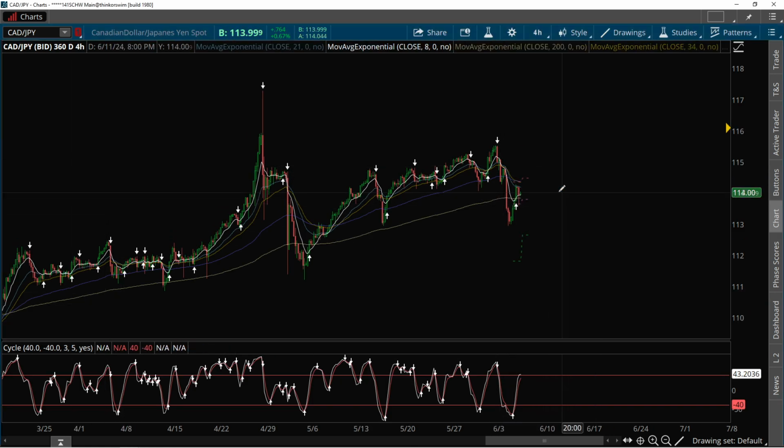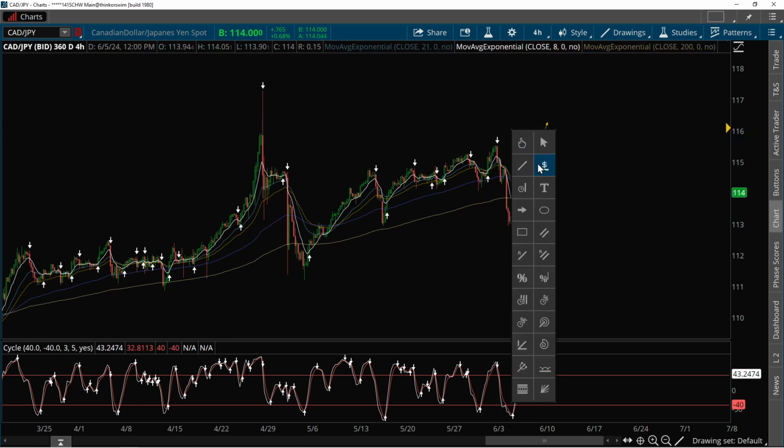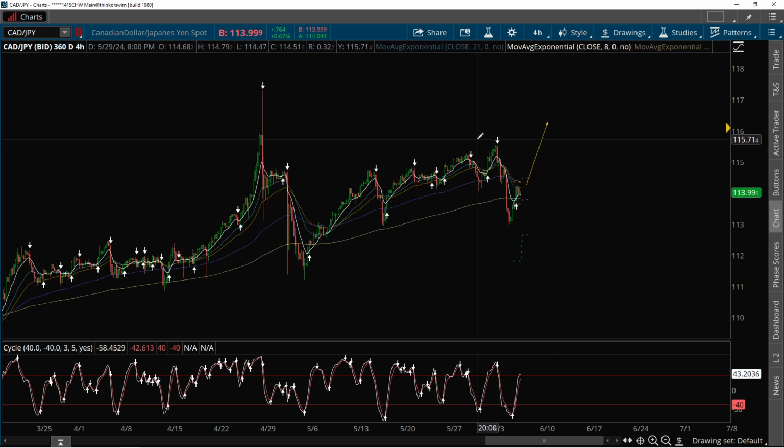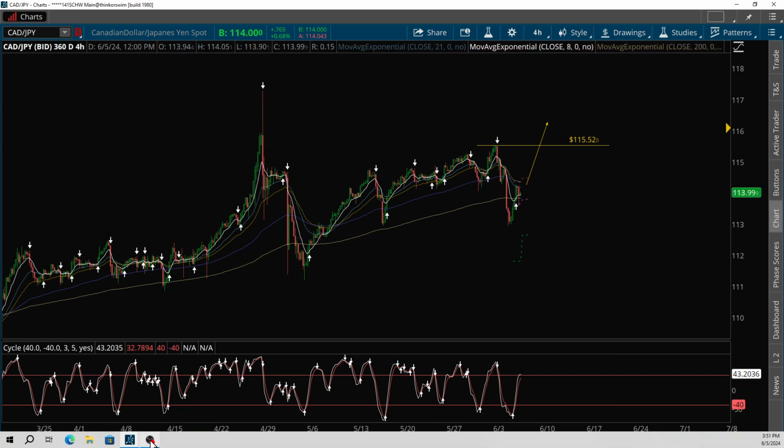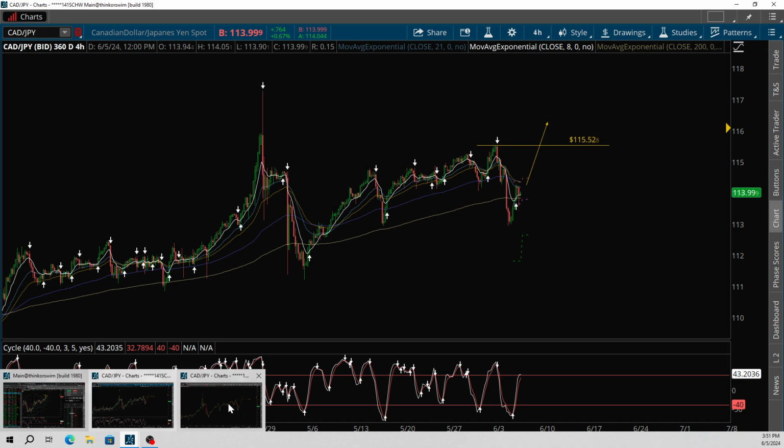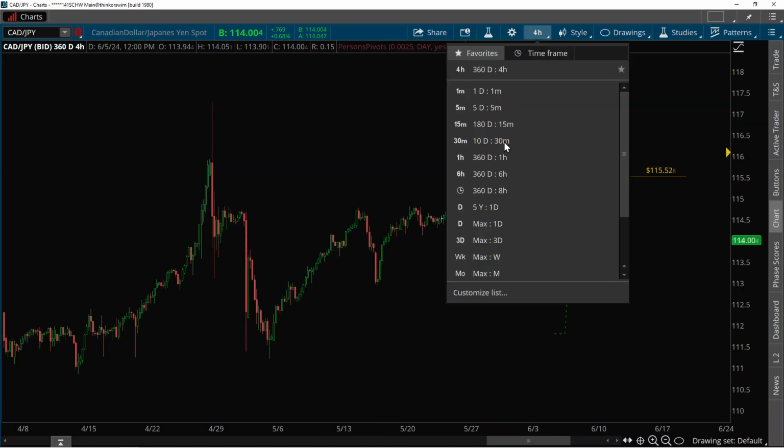I really want CAD yen to just come up here, right? Just come up and break these highs, and we got CAD yen right where we want it. If CAD yen can come break these highs, we got it right where we want it. And we step out to the monthly chart here. We're looking for a big move down on the monthly.